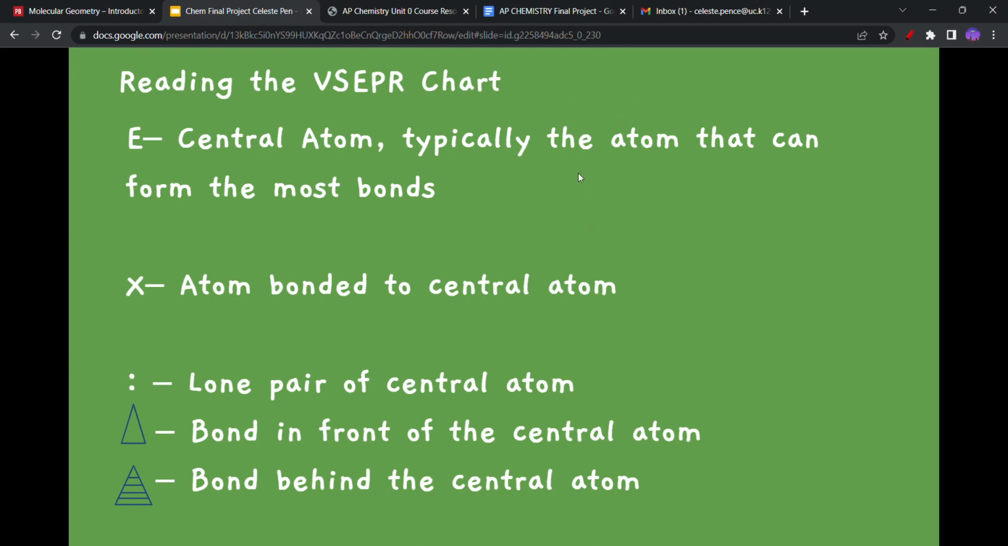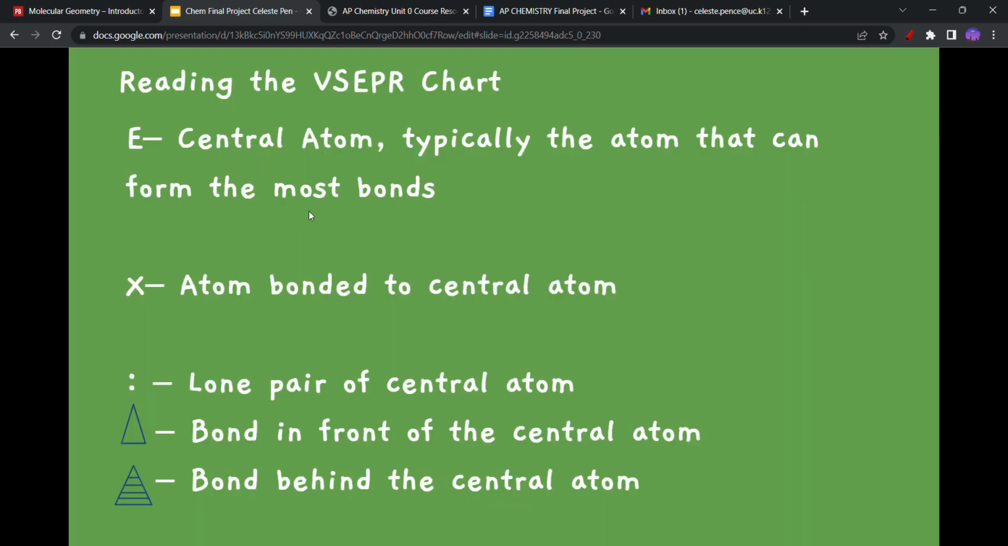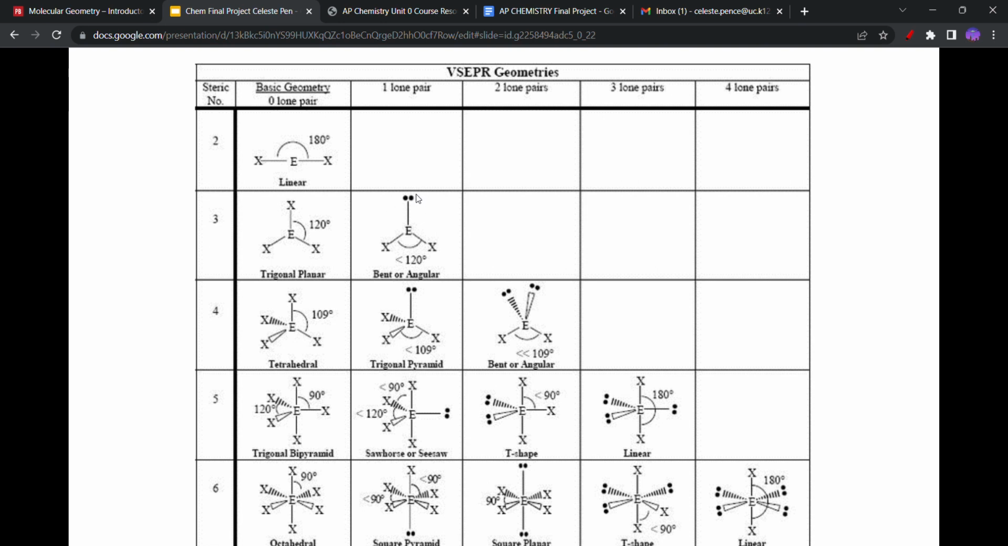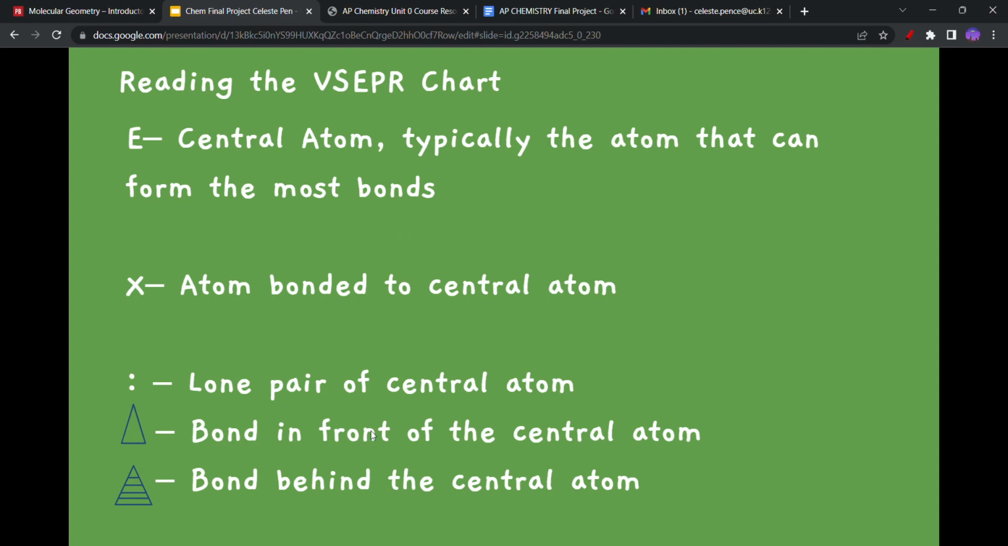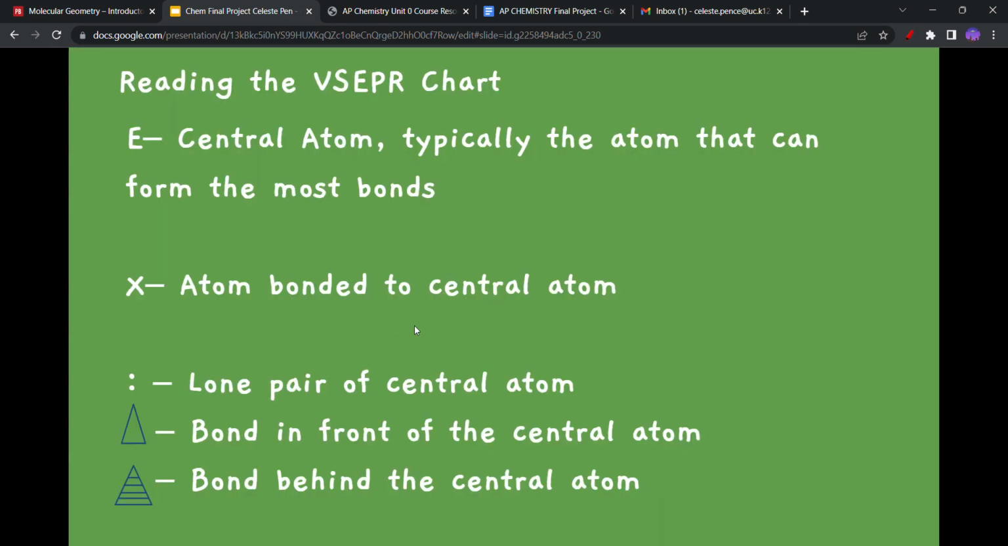And then, here's more info regarding the VSEPR chart. The E is our central atom, or typically, as I've said before, the atom that can form the most bonds, right there. Next is our X, which is the atom that bonds with the central atom. Next are these two dots, which are the lone pairs that come off of the central atom. Then there's these two triangles, which this one represents an atom that juts off behind the central atom, and this one represents an atom that juts out in front of the central atom. So here, in front and behind.